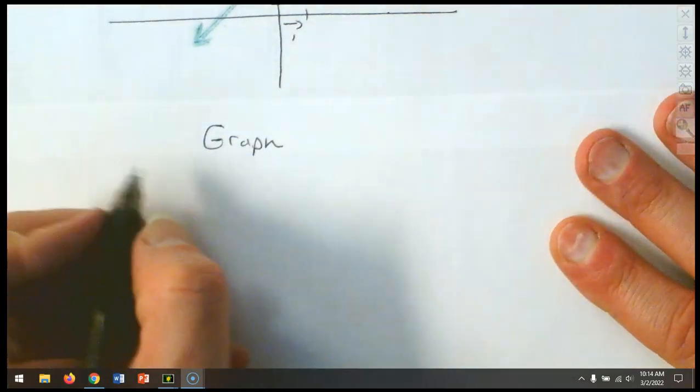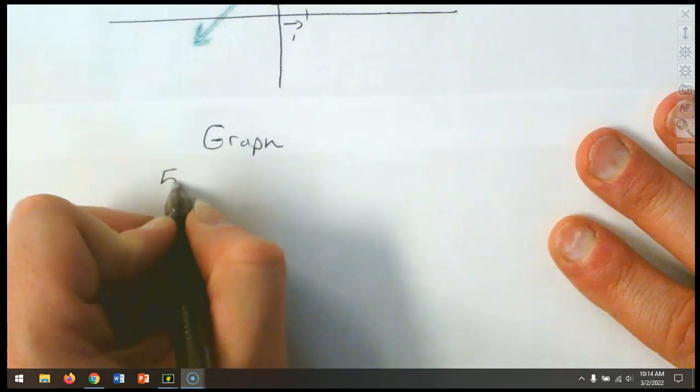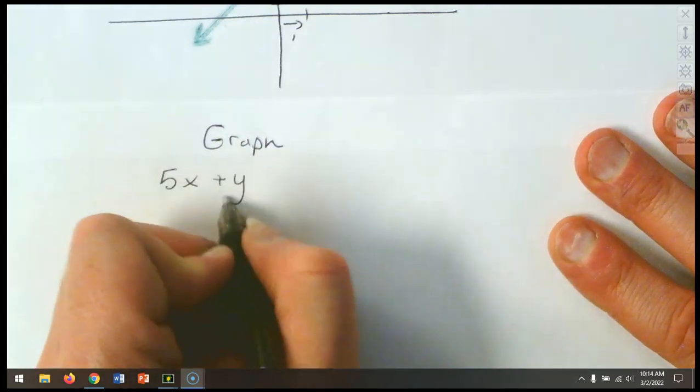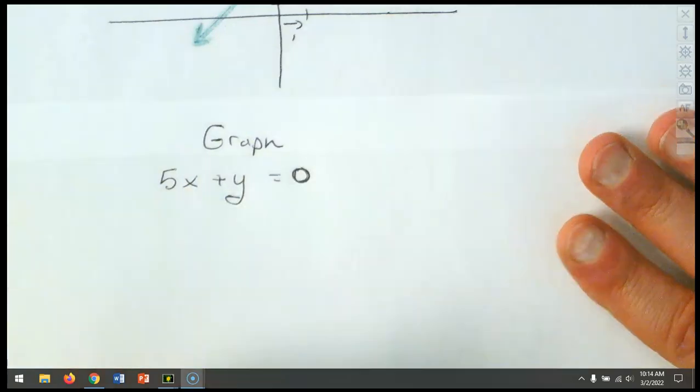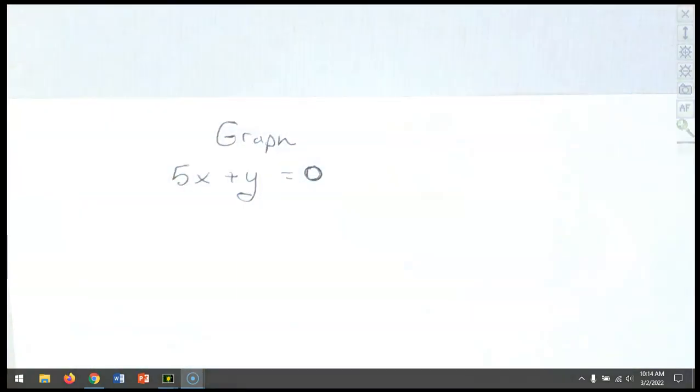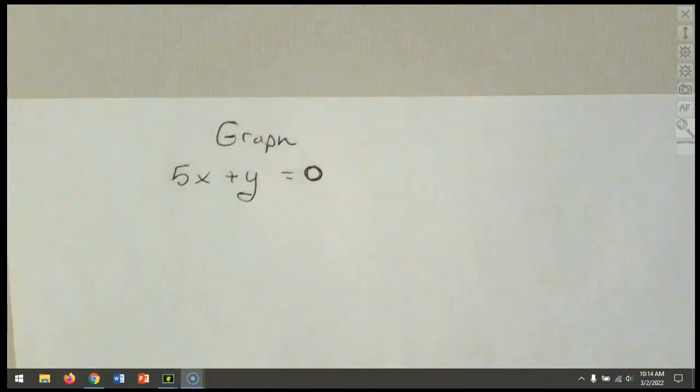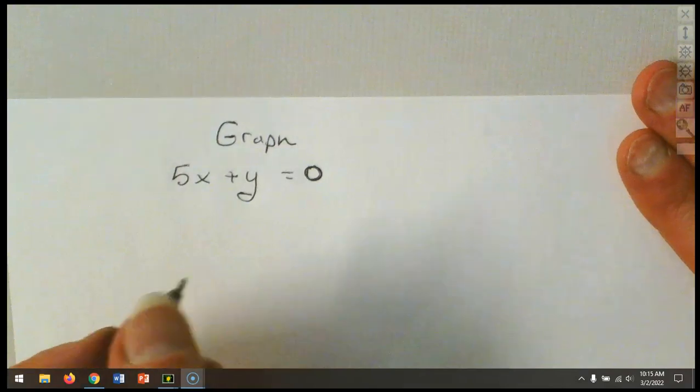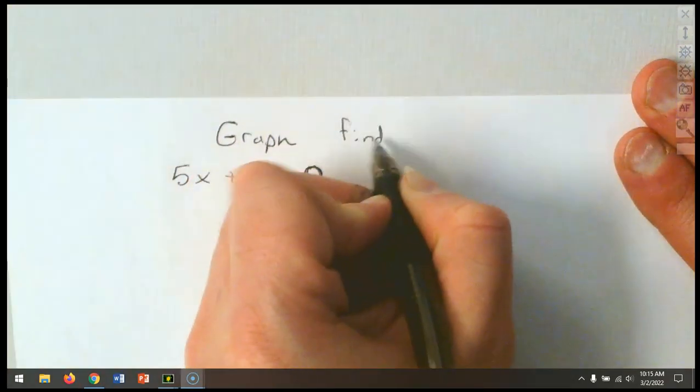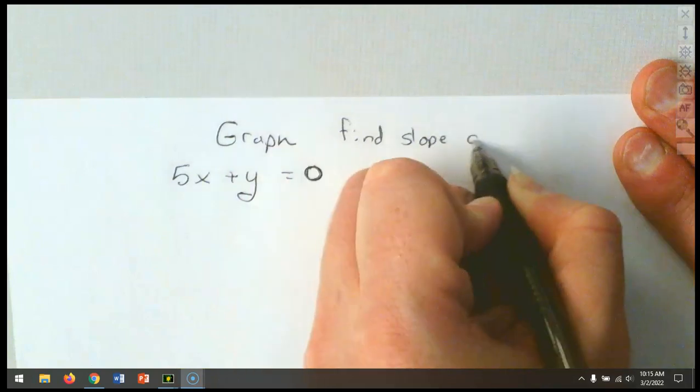So let's try to graph this line here. How about 5x plus y equals 0? Now this one's easy to do, but sometimes students may get confused as to where do I start. So first things first, I have an equation, and anytime you've got an equation in this chapter, if you don't know what to do, chances are you're going to want to solve it for y. So we're going to go ahead and graph this line. We're also going to find the slope and the y-intercept.